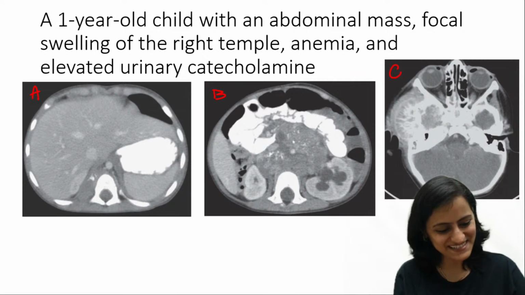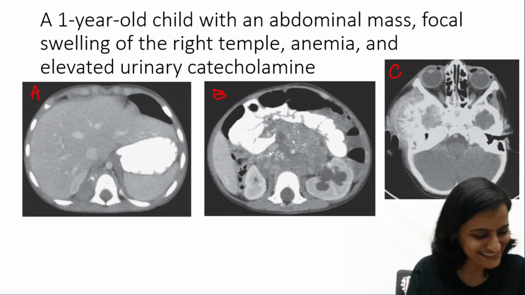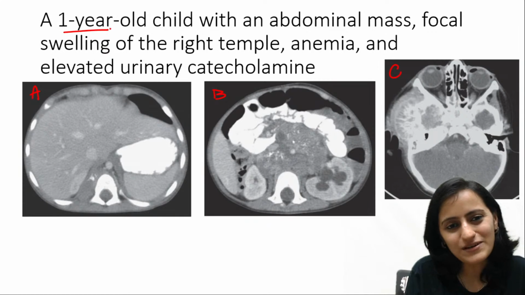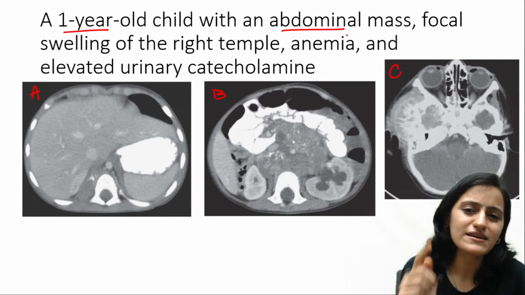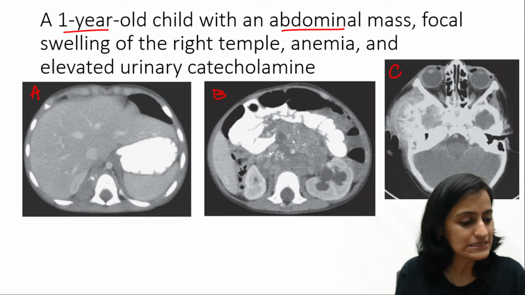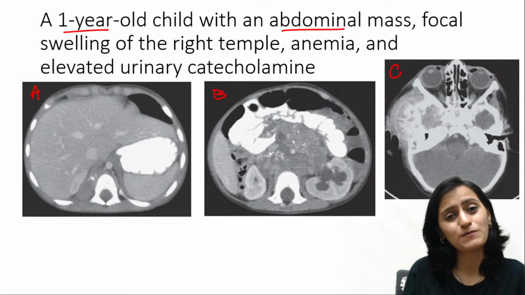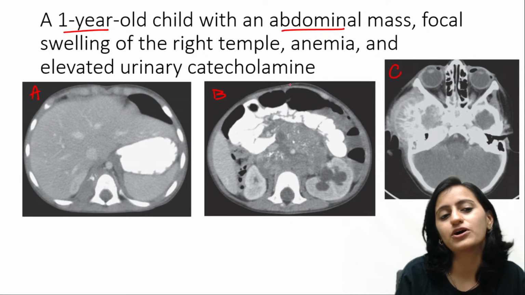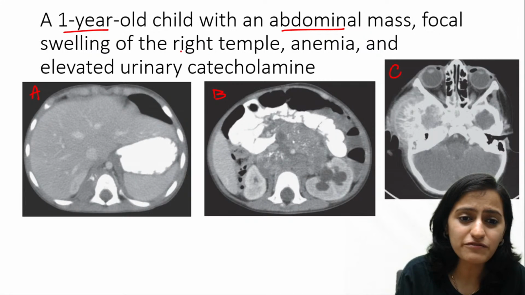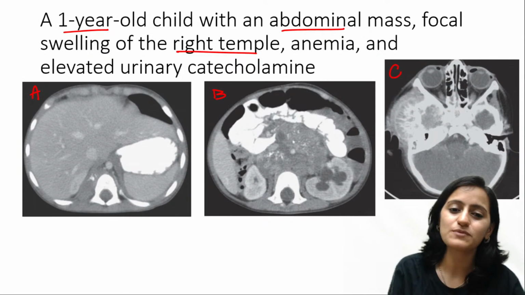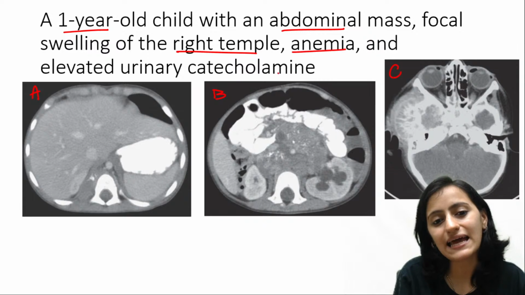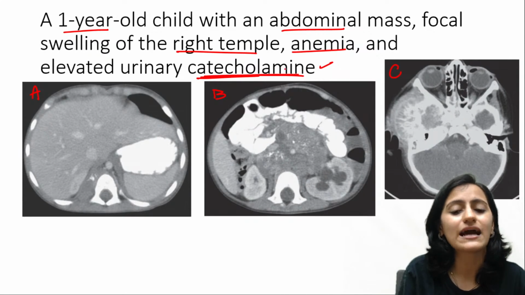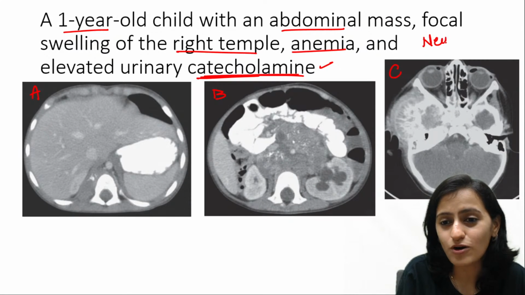Amazing. So Balantidium coli has got it right first. You have a 1-year-old child with an abdominal mass. Start thinking first of neuroblastoma in any case. The most common extracranial mass in a child is neuroblastoma. There is focal swelling of the right temple, there is anemia, and there is elevated urinary catecholamine. This gives away the diagnosis of neuroblastoma.